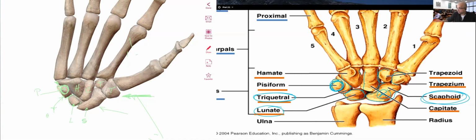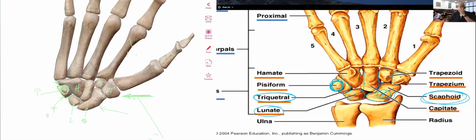So again, starting first, Sally left the party to take Kathy home. So we're starting here. Sally is scaphoid, left, lunate, the triquetral, and then party is PZ4. Then I will go to the distal row. I go to take Kathy home. So I go trapezoid. Capitate and hamate.